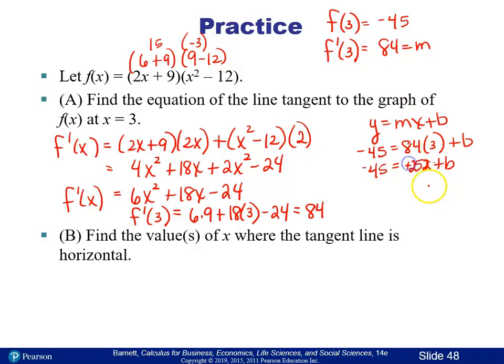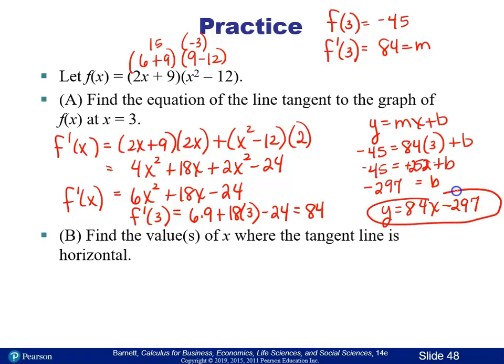Okay, so this will be a positive, and then b is going to be, if I put these together, it'll be -297. So my equation is going to be y equals 84x minus 297. So that answers part A.